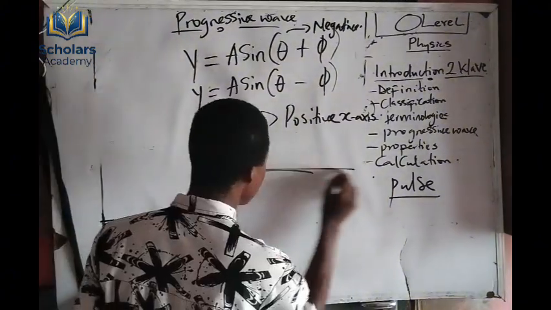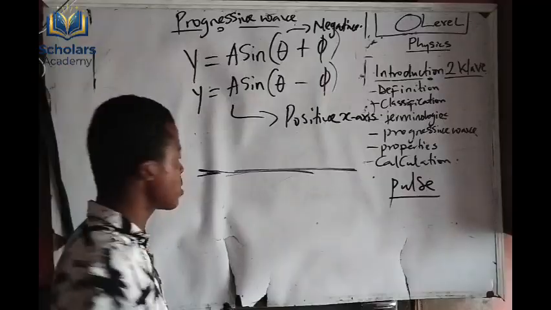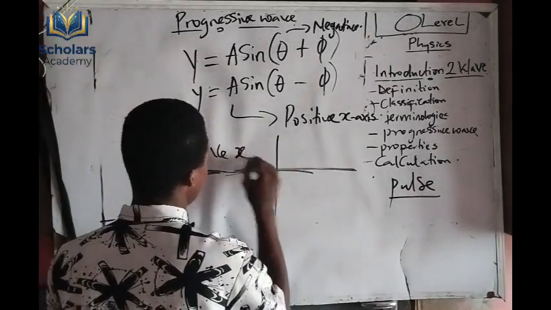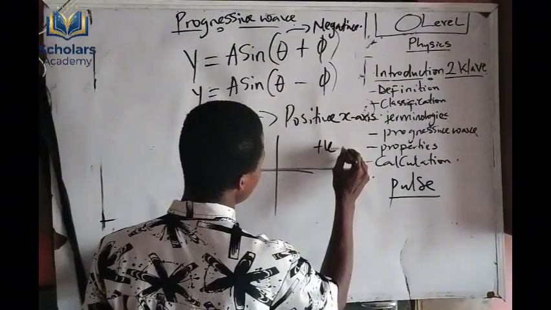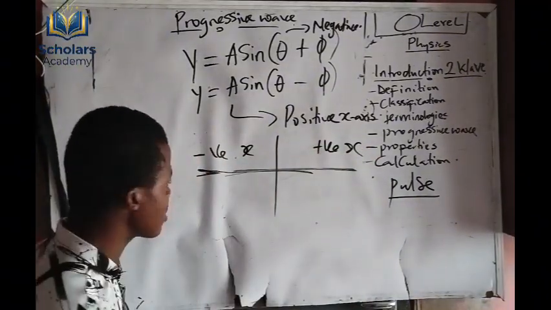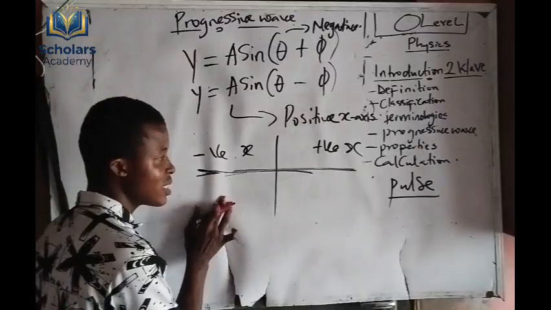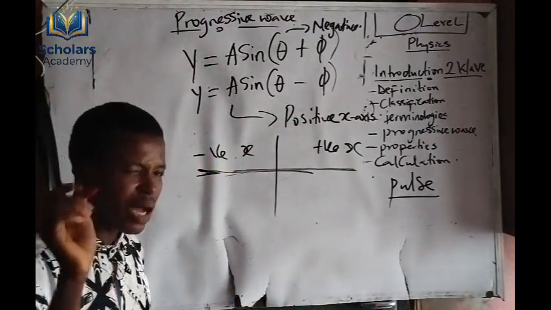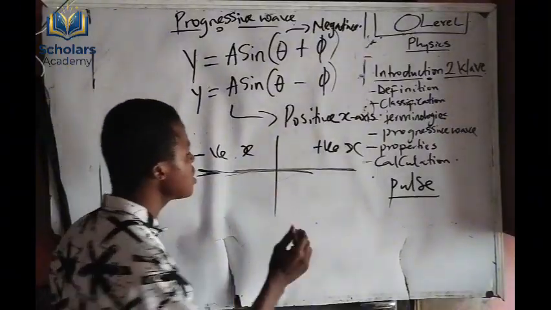They move horizontally, right? So we now have the negative side for x and the positive side for x. The wave can move from the negative to the positive, and it can also move from the positive to the negative. Now, what I want you to notice is this.